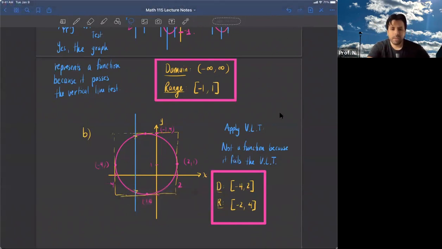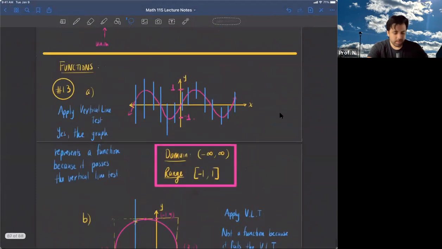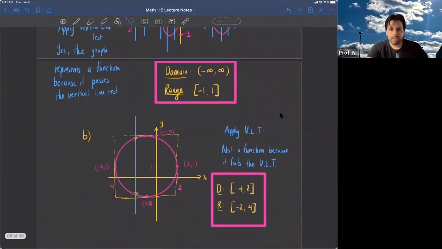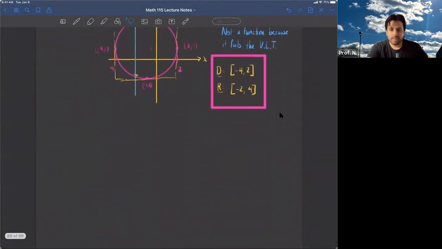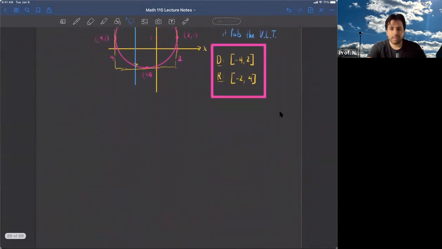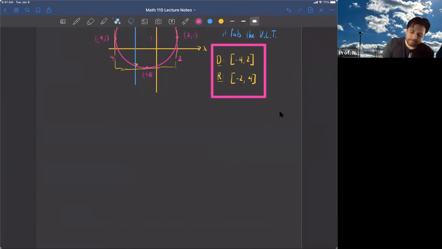Okay, so we took care of number 13. Now let's look at, Jalen says number 17, and then we'll do 18, 19. Okay, so number 17 from fundamentals. So number 17.